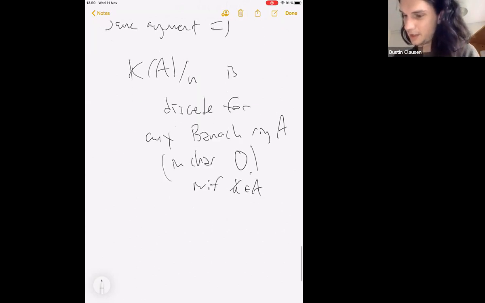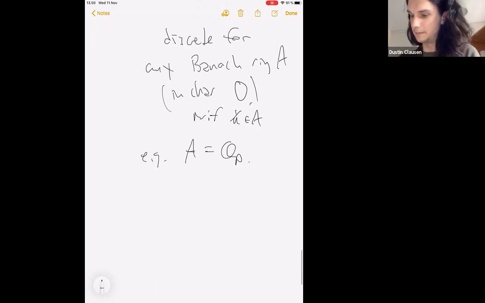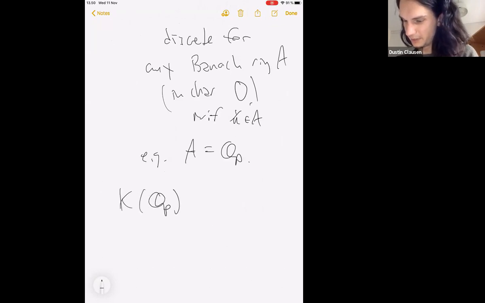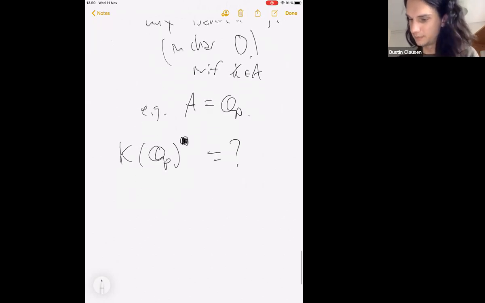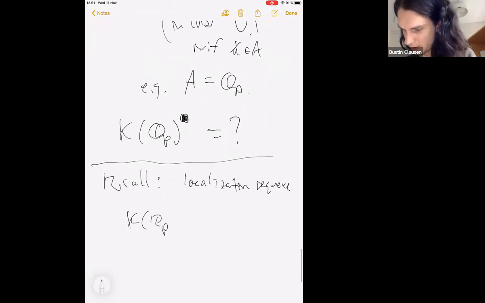All right. So for example, you could also take A to be Q_p or something like this. And for A equals Q_p, you might wonder what the solidification of something like this is, and this can also be described. So let me recall the localization sequence. We have K of Z_p goes to K of Q_p, and then there's a cofiber term, the suspension of K theory of F_p.